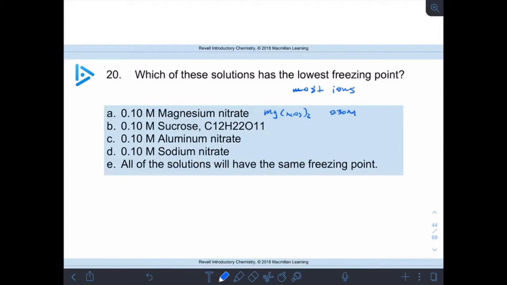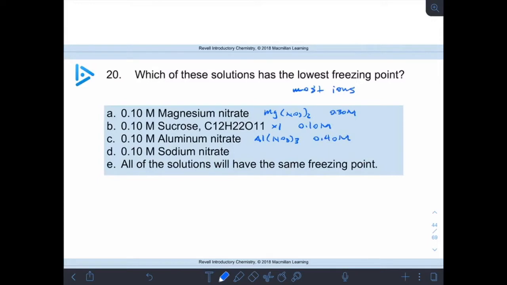Sucrose, that's a non-electrolyte. Okay, that one has no metals and no ions. So we get 1 particle for every molecule, right? So this one's just times 1. So 0.1 molar here. Okay. Aluminum nitrate should be AlNO3 2. So we get, excuse me, not a 2, a 3, my bad. NO3 3. So we get 4 ions, so we should end up with 0.4 molar here.